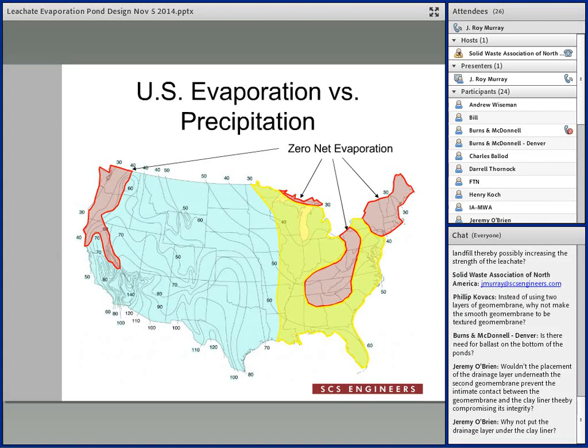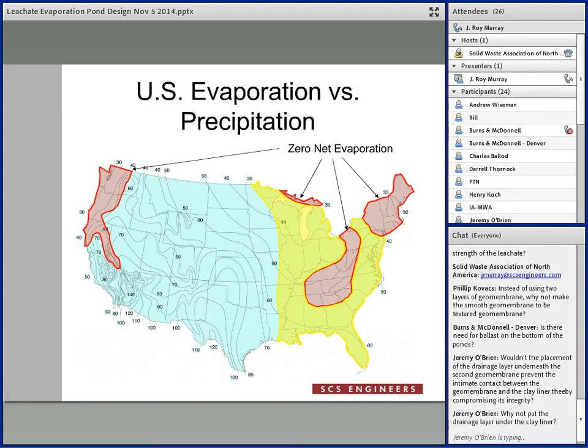So we made a concession and moved it up to between the clay liner and the lower geomembrane. But all things considered, my preference would probably be to put it underneath the clay liner, just because you have a better system above it. But that's going to be something you'd have to work out with your regulators.